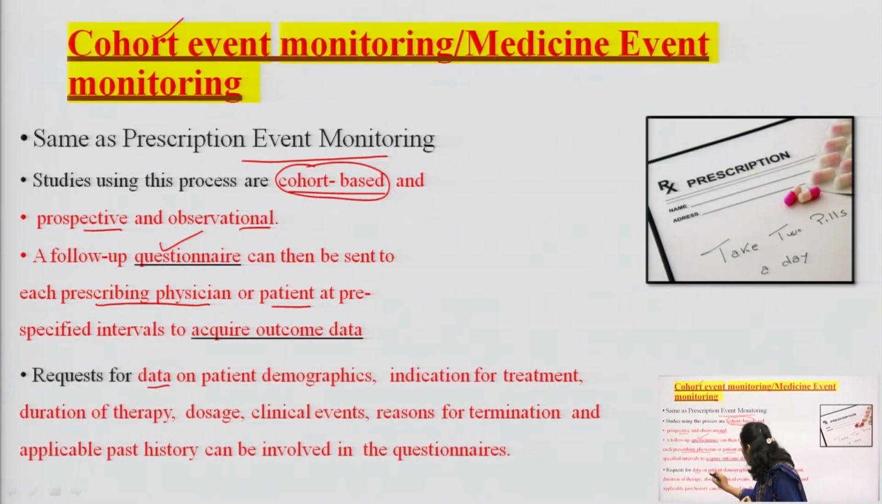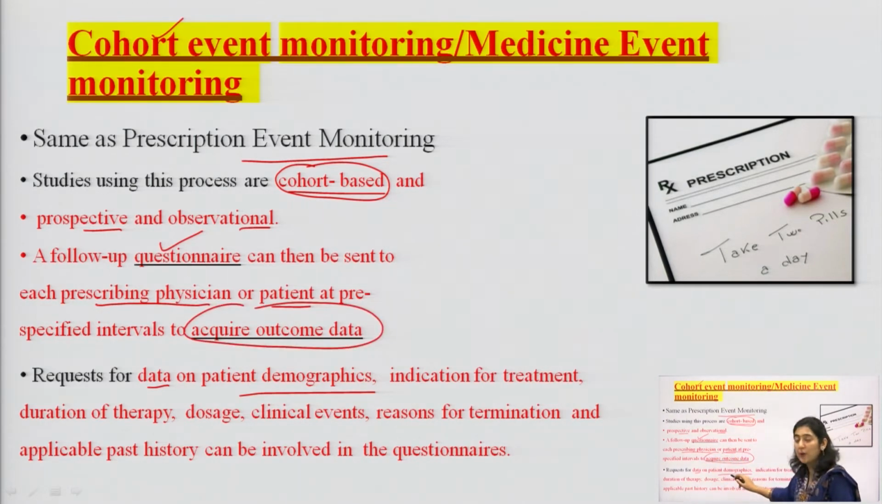So, request for data on patient demographics. और ज़रूरी नहीं है क्वेश्चन है सिर्फ हम बेसिकली एडवर्स इवेंट्स का इकट्ठा करते हैं. हम लोग बेसिकली पेशेंट का भी इकट्ठा करते हैं कि पेशेंट की हिस्ट्री क्या है और उसने जब ड्रग लिया तो उसके साथ क्या हुआ, ये प्रॉब्लम आई या नहीं आई. ठीक है. सो वी आर ट्राइंग टू एक्वायर द आउटकम डाटा. सो रिक्वेस्ट फॉर डाटा ऑन पेशेंट डेमोग्राफिक्स एज क्या है, जेंडर क्या है, इंडिकेशन फॉर ट्रीटमेंट, क्यों ये ट्रीटमेंट दिया गया, क्या ड्यूरेशन रही थेरेपी की, डोसेज, क्लिनिकल इवेंट्स क्या हुए, रीज़न फॉर टर्मिनेशन, जब आपने दवाई अगर स्टॉप करी है तो क्यों स्टॉप करी है, एंड पास हिस्ट्री.